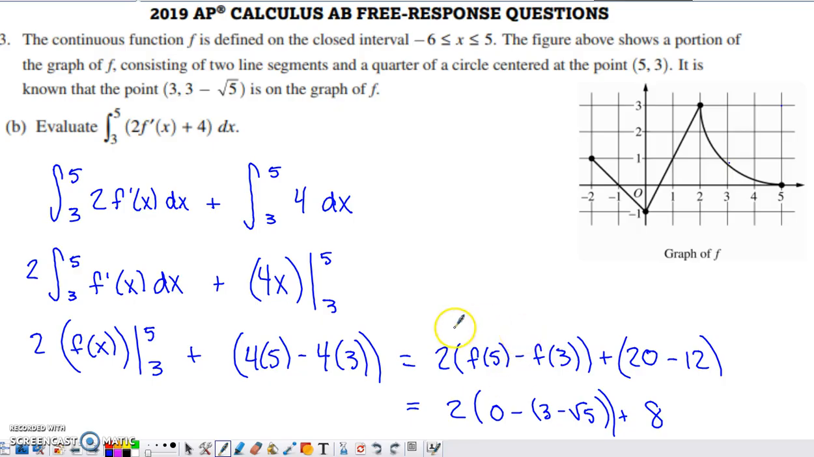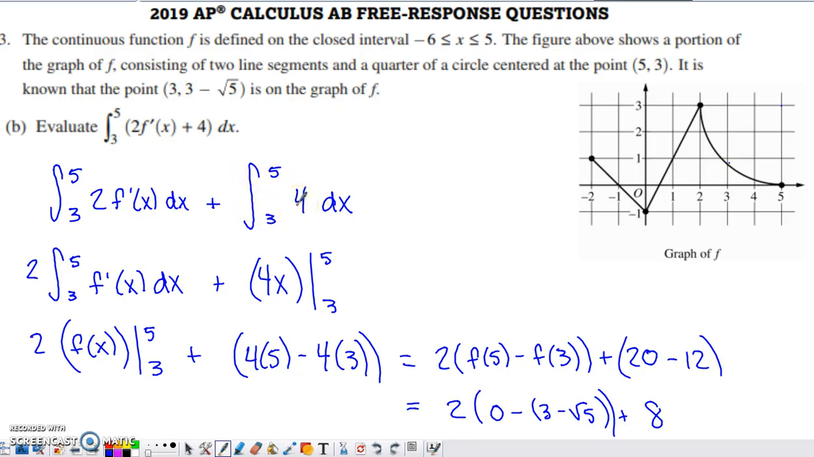Part B asks us to evaluate this definite integral. Weird looking definite integral. I right away realized I had two components within the definite integral, and if I broke it up into separate pieces, I might have an easier time managing what I'm tasked with. So after I broke it up into separate portions, I realized that this portion was going to be pretty simple.